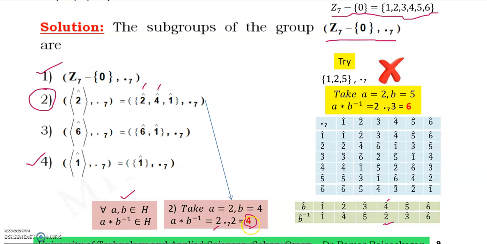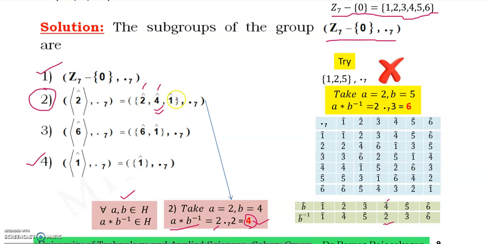So what we have to check? You take any two elements, you apply this condition, then the answer you get should be in the set. Yes, this is here. Understand? This is here. Similarly, you have to check, means any two elements you take. See, I have taken 2 and 4. You can take 2 and 1, and 1 and 4. You check this condition, definitely that is correct. Means your answer is again in the set, definitely.